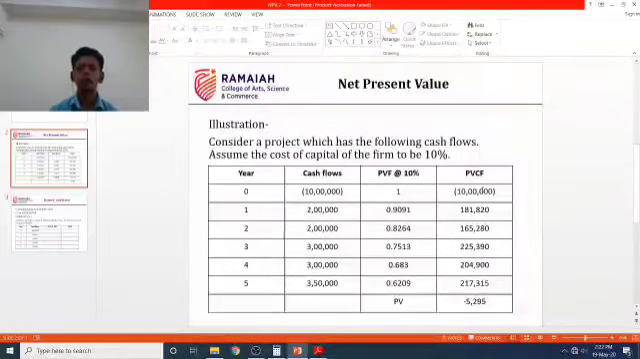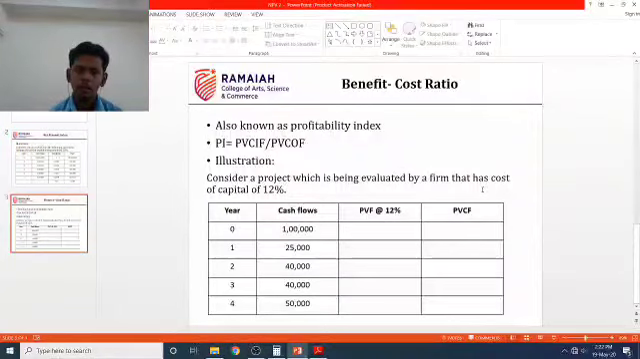Similar to net present value, there's also something called benefit cost ratio, or profitability index. It's commonly called the profitability index. You can also call it the benefit cost ratio. The name itself states what it is: the benefits you are getting and what your outflow was, cash inflows and cash outflows, and you are calculating a ratio between them. If the ratio is more than one, you can accept it. If the ratio is less than one, you can reject it.